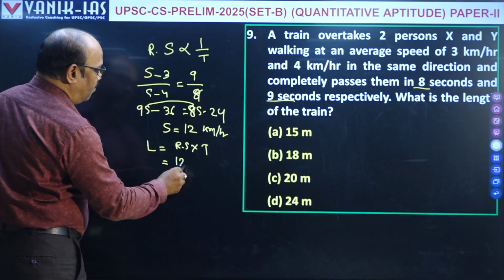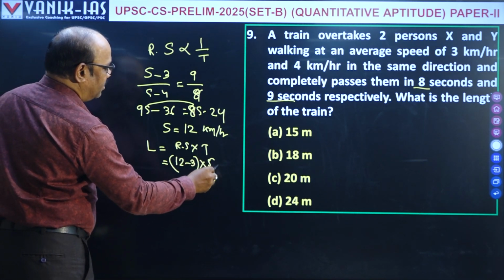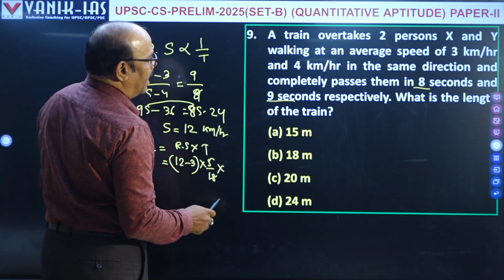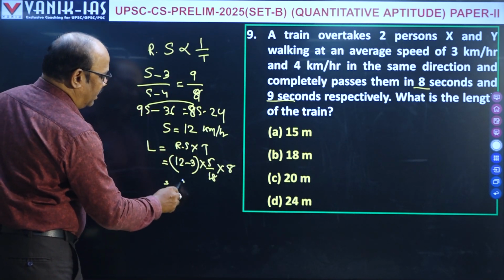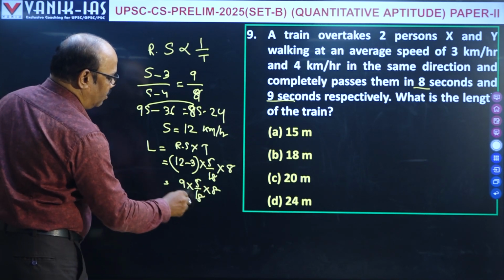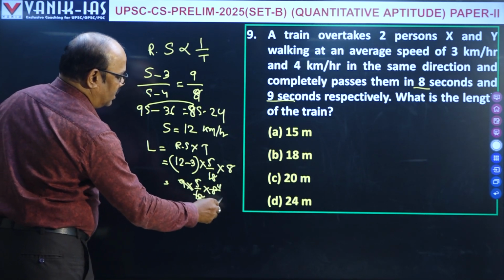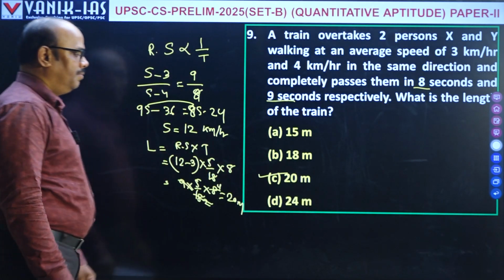So 12 minus 3 into 5 by 18 into time taken by the first person, which is 8. So this will be 9 into 5 by 18 into 8. 9 2s are 18, 2 4s are 8. So the answer is coming 20 meters. That's option C.